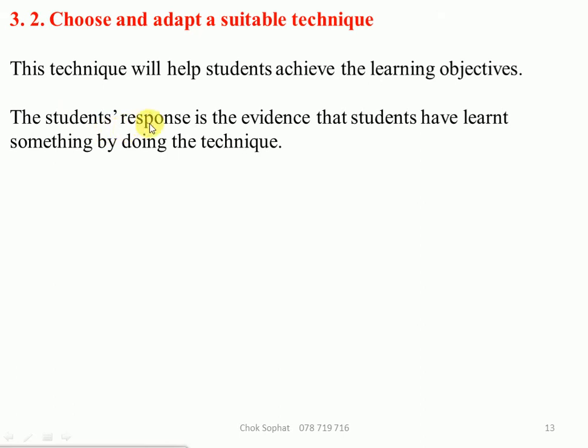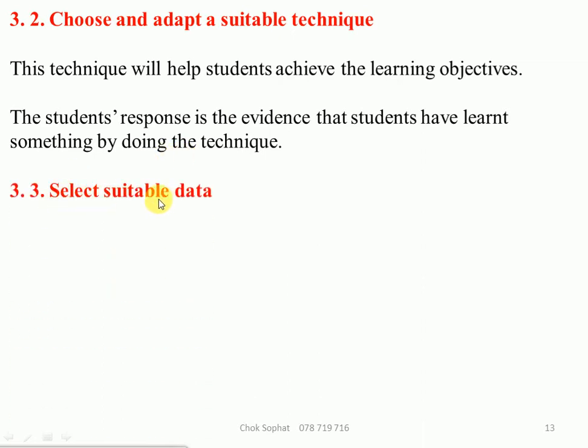The student response is the evidence that students have learned something by doing the techniques. So we can measure whether the technique is achievable or not by using this. The student response is to measure if the technique is suitable or not. If the student can respond, it means that we chose the right technique.